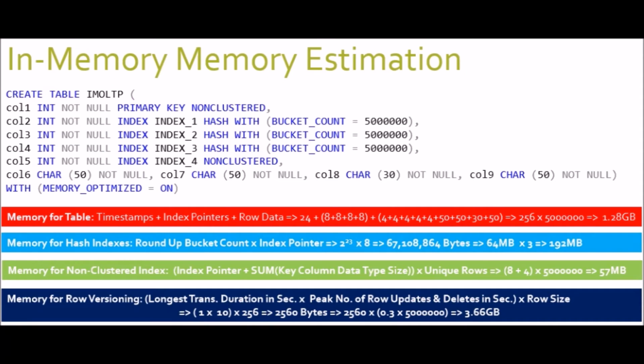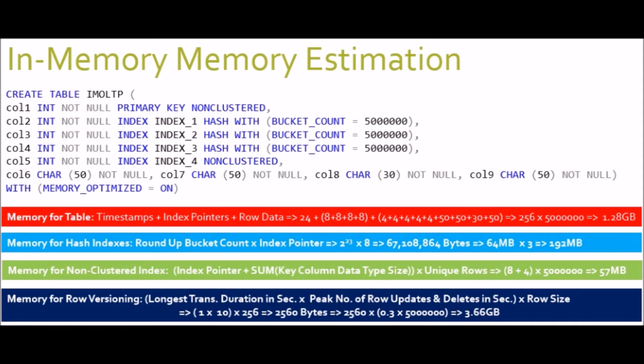So 4 times 8 plus, as you see, the 5 columns of 4 bytes, which are the integers. Column 6 to 9 are 50, 50, 30, and 50. Don't forget, I mentioned not null, so we add another 2 bytes in a row. This is a very simple table for calculation. So, for example, with 5 million records, as I put here, bucket count 5 million, I need 1.28 GB only for raw data.